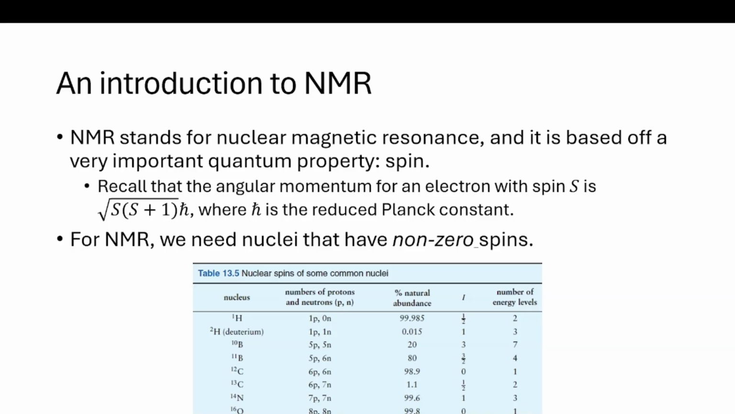So this is going to go into a bit of quantum physics, but bear with me here. This is going to be called NMR. This is going to be a new form of spectroscopy, and it's actually pretty cool. NMR stands for nuclear magnetic resonance, and it's based off of a very important quantum property known as spin.